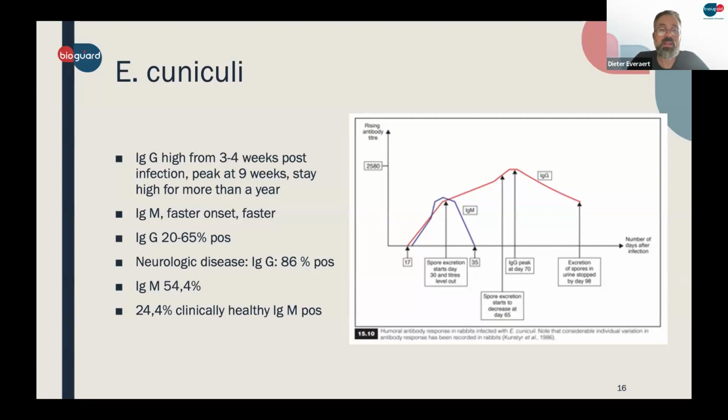A really important thing in neurologic disease: IgG was positive in 86%, and IgM was positive in 54.4%. So neurologic disease is quite often caused by Encephalitozoon. As said, if you see 54%, it means 1 in 2 neurologic diseases can be caused by Encephalitozoon cuniculi. But that's, again, a different part.